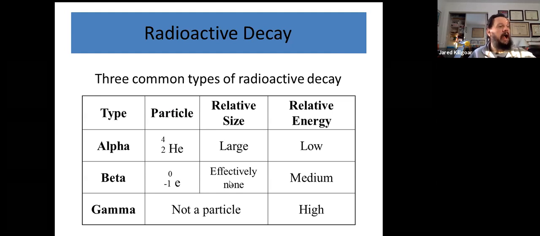Beta particles are high energy electrons. They have slightly higher energy. They're effectively a smaller size of radiation, and they have a good amount of energy, and they can be dangerous. Gamma radiation is a high energy release from the nucleus based on the reorganization of it, and it can be very dangerous.